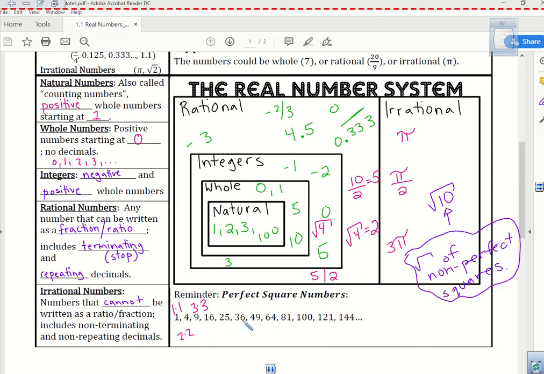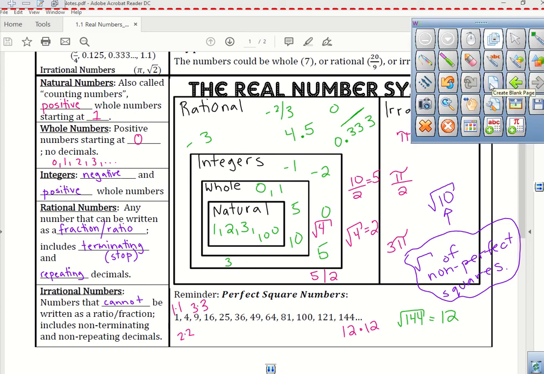25 is 5 times 5. 36 is 6 times 6. 7 times 7, 8 times 8, so forth all the way to 144. 144 is 12 times 12. Okay. If we think about this vice versa, I can say the square root of 144 equals 12. Right? All the square root does is it undoes a square. You guys have that written down? Flip your paper over.